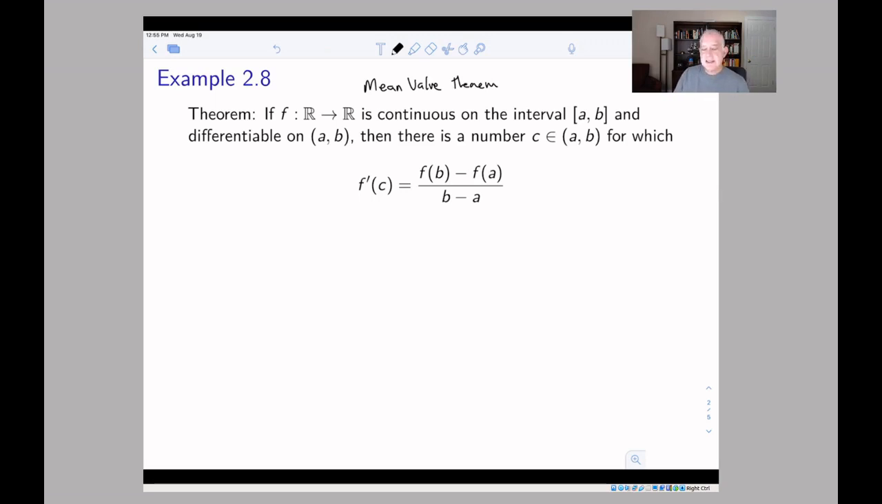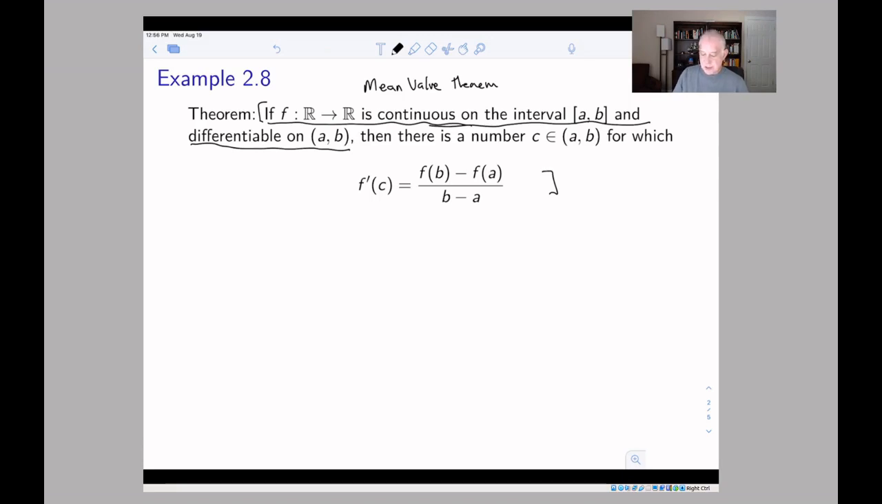I just want to treat this from the point of view of a decoding problem and look at this statement and see if we can figure out how it looks from the point of view of formal logic. So, the relevant part is this business here, and it's an if-then statement, and it says f is a function from the real numbers to the real numbers, which has two properties. It's continuous on the closed interval from a to b, and it's differentiable on the open interval from a to b.